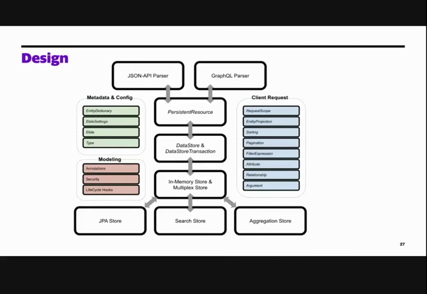So a data store has two responsibilities. One is to tell Elide about what models it manages, and the other is to create transactions. And the idea with transactions is that each request is marked by a transaction. So when a request starts, a transaction starts. When the request ends, a transaction ends.